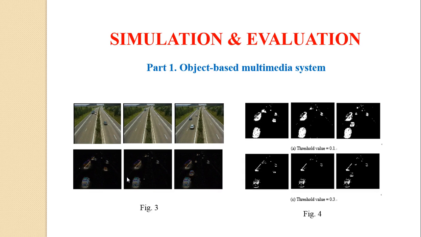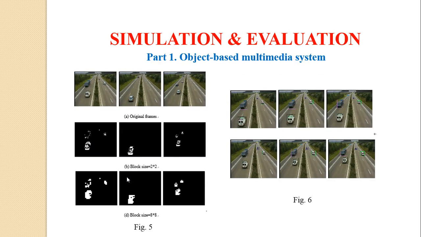Second, apply different classification thresholds to the results above in order to obtain a binary image. Figure 4 shows the results of 3 binary images with 2 different threshold values. For the first one, the threshold value is 0.1, and for the second one, it is 0.3.